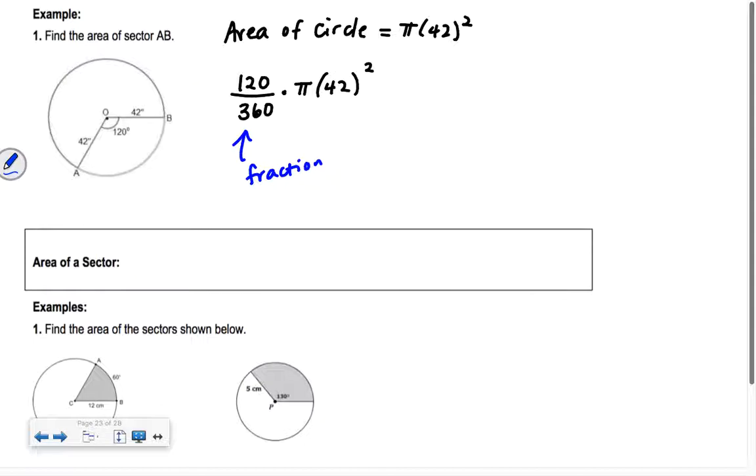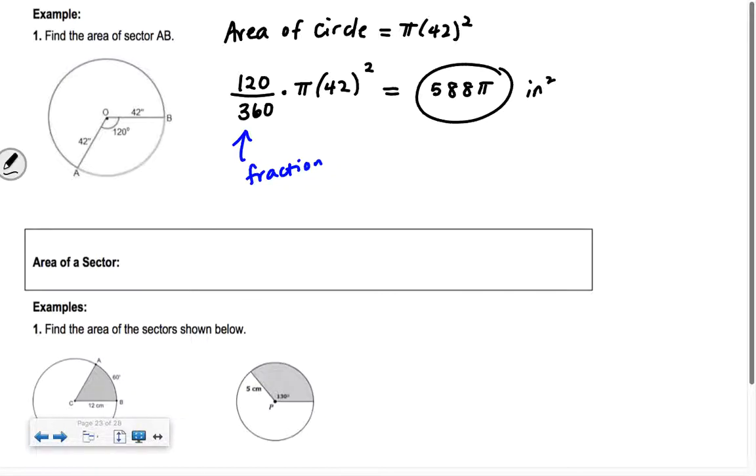So we're going to do our 42 squared. Then I'm going to multiply by 120 over 360, in other words, 1/3. So I end up getting a total of 588 pi as my answer. And that would be in square inches. Okay, does that make sense?